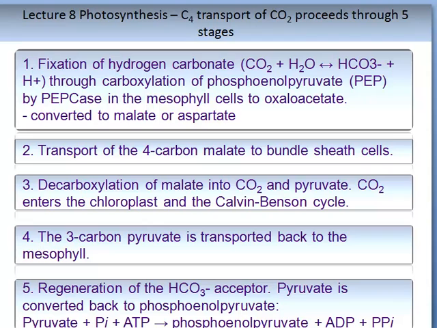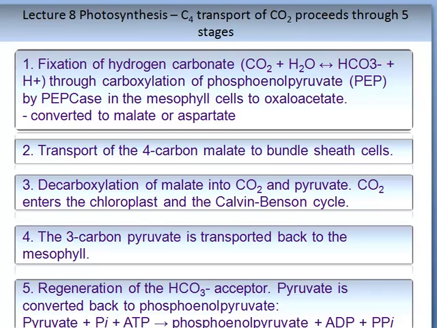So let us look at that formula in detail. Pyruvate plus Pi, which stands for inorganic phosphate, plus adenosine triphosphate, or ATP, will give you three products: phosphoenolpyruvate plus adenosine diphosphate, or ADP, plus two inorganic phosphates.